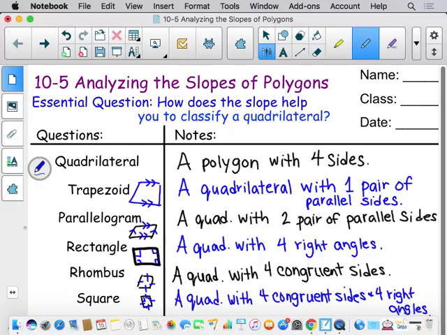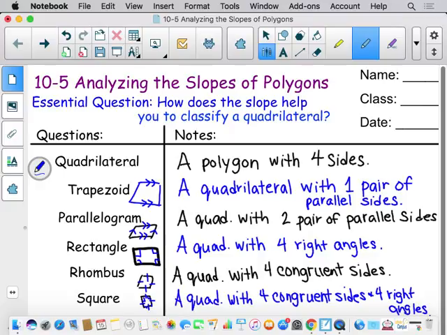The slope can help us figure out if sides are parallel, because we learned back in chapter 4 that when slopes are the same, they represent parallel lines. Parallel slopes stay the same. We also learned that perpendicular slopes flip and change, so they're opposite signs and reciprocals. Perpendicular slopes can help us figure out if something is a rectangle or a square, because perpendicular means that they intersect at a right angle.